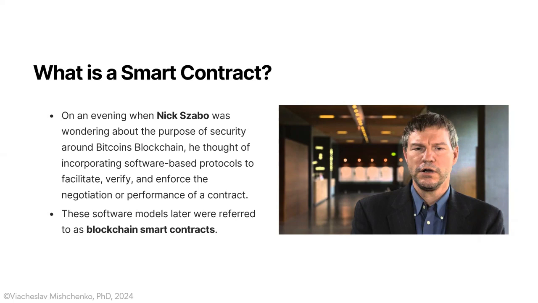The story begins with the brilliant computer scientist named Nick Szabo. Maybe you've heard about him. And this guy, while pondering Bitcoin blockchain security, came up with this innovative idea. So now let me paint a picture for you. Let us imagine traditional contracts. They require intermediaries, trust between parties, and often complex enforcement mechanisms. And now, what Szabo envisioned was different. For example, he thought about creating software-based protocols that could automatically facilitate, verify, and even enforce contract terms.